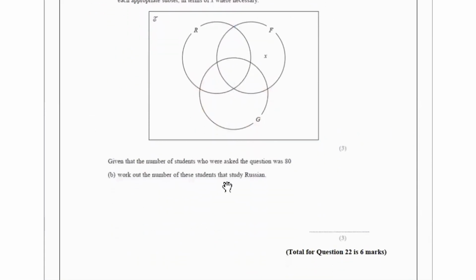Then it says, given that the number of students who were asked the question was 80, work out the number of students that study Russian. So exactly what I was talking about. In order for us to calculate the value of x, we need the total number of students. Without that, it's not going to be possible.